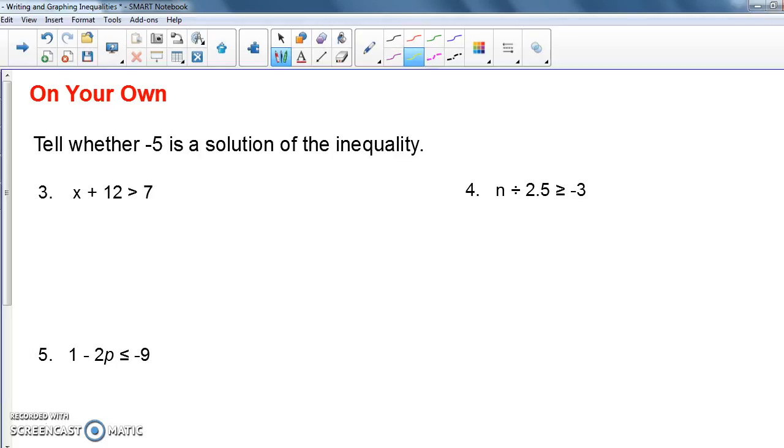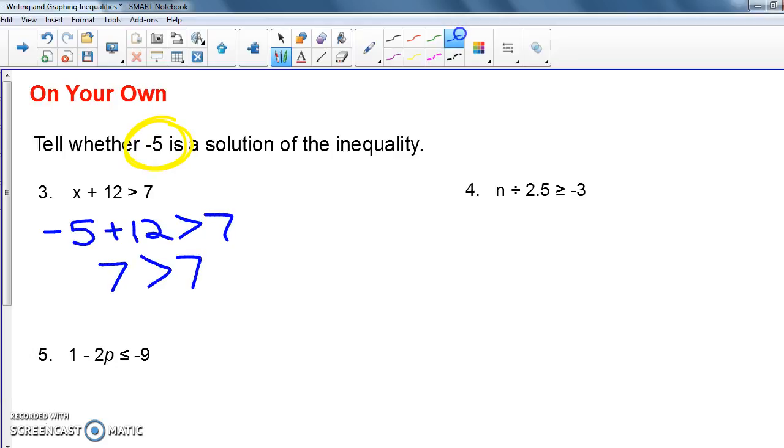Okay, so for these three, we're trying negative 5. Negative 5 here. All right, so I'm going to grab negative 5 and put it in for x here. Negative 5 plus 12 is 7. So now you ask yourself, is 7 greater than 7? No. 7 is equal to 7. It's not greater than. So that means negative 5 is not a solution of number 3.